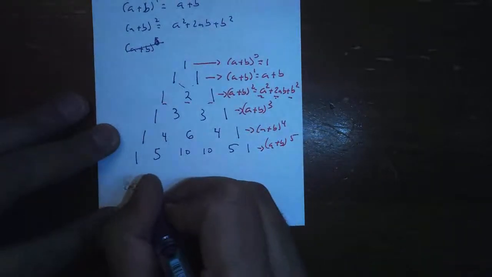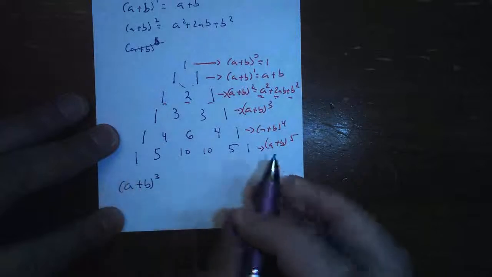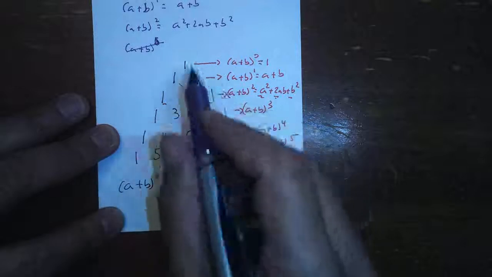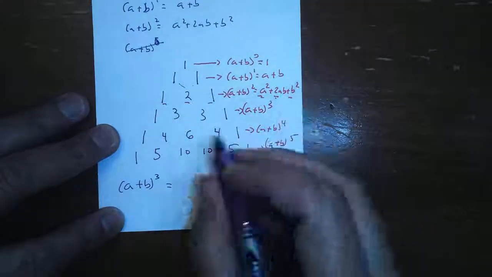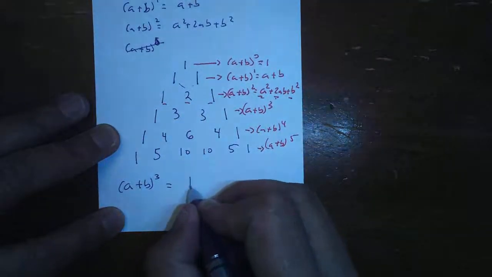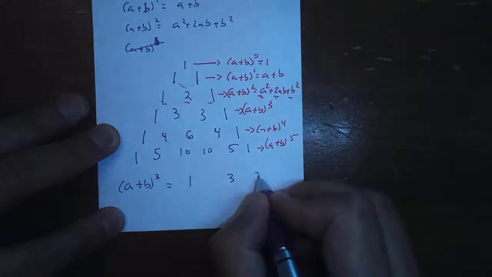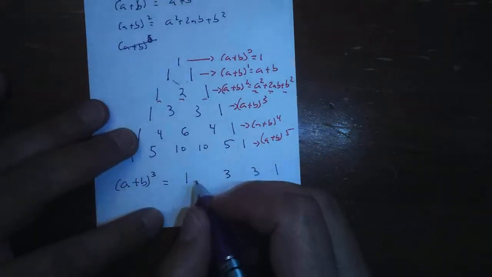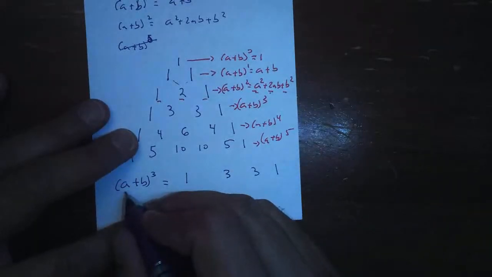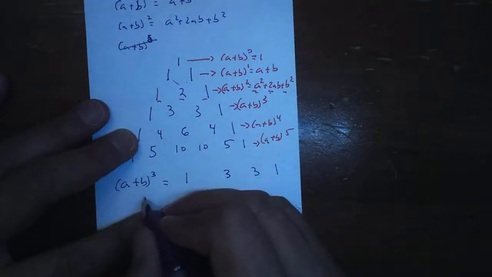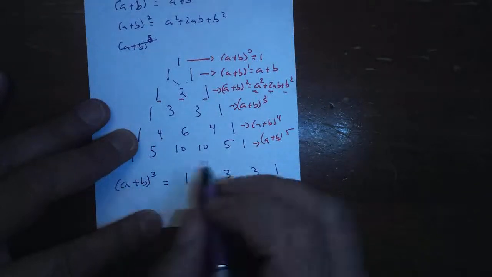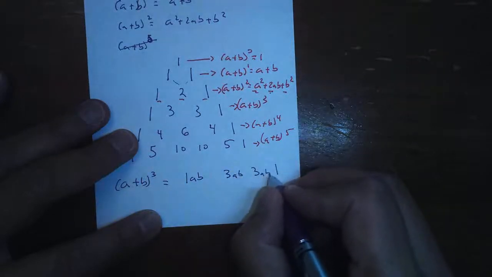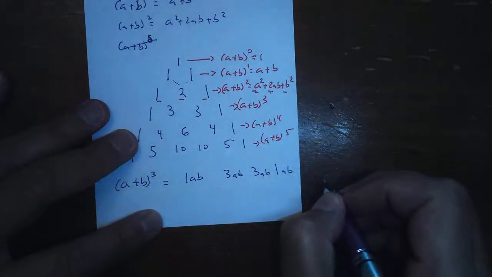Well, let's say we want to do a plus b cubed. First, when I expand it using my Pascal's triangle, there's my a plus b cubed. This is going to become 1, 3, 3, 1, my coefficients. I know I spread them out really weird. Next, I'm going to have every term multiply them together, a times b. It comes from distributing. Everything gets an a and a b multiplied together: ab, ab, ab, and ab.